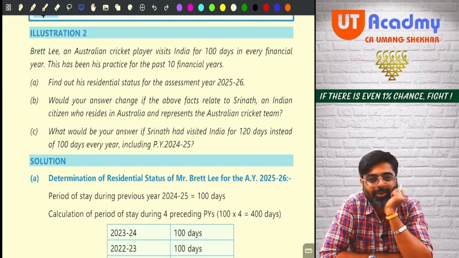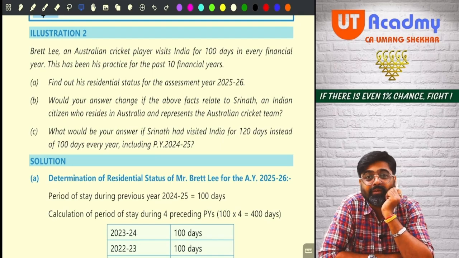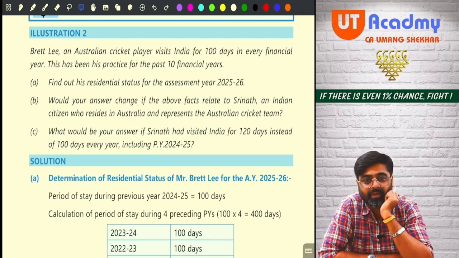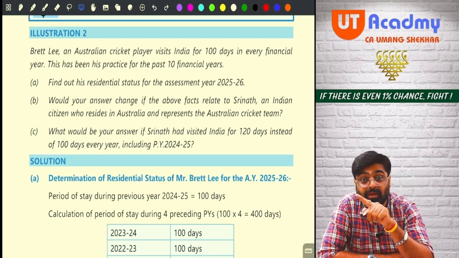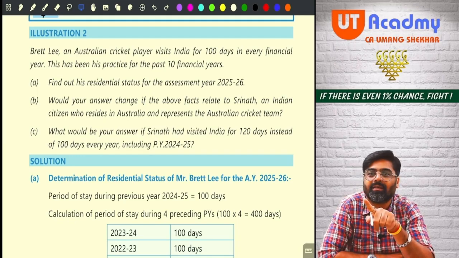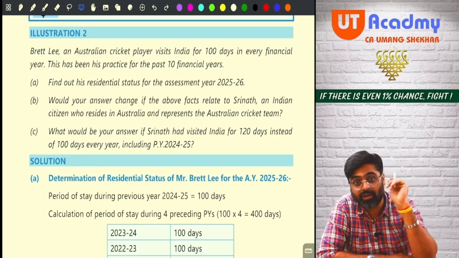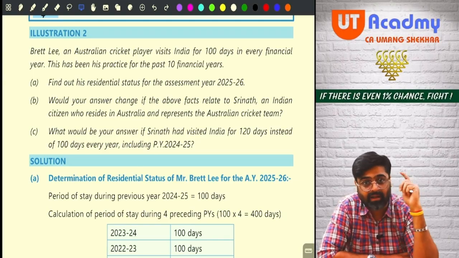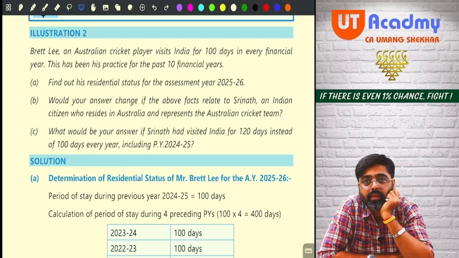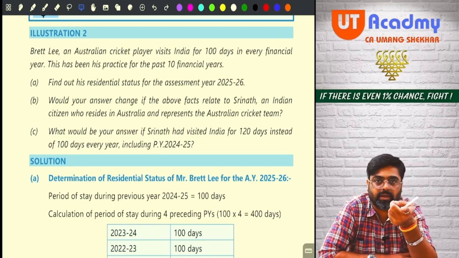Now tell me, Brett Lee is coming to India during the current year for a visit of 100 days. Brett Lee is an Indian citizen, no? Australian cricket player. If he is an Australian cricket player, he must be an Australian citizen. So he can be a person of Indian origin, sir. But nowhere mentioned in the question. Brett Lee was born in undivided India. Any of his parents or any of his grandparents born in undivided India, such information is not given in the question. Meaning that he is neither an Indian citizen nor a person of Indian origin.